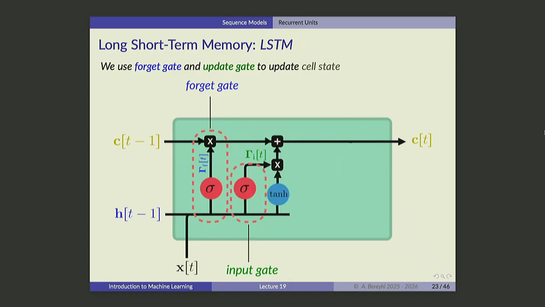Is the value of the gate between 0 and 1? Yes, sigmoid. The activation you use is always sigmoid, and that one is always between 0 and 1.